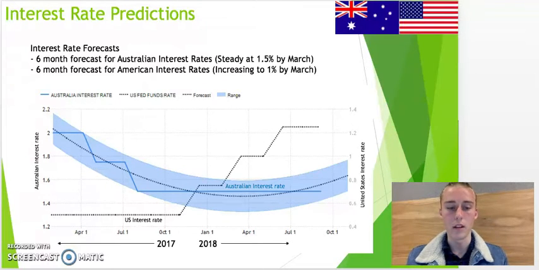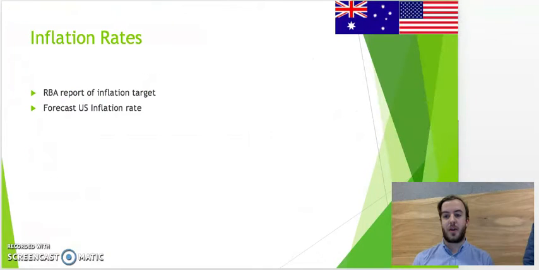The US interest rate, on the other hand, is expected to go from its current standing at 0.5% to 1% by the end of March. According to the RBA, inflation for the Australian dollar will increase to somewhere between 2 and 3%, which will be in target for the government.